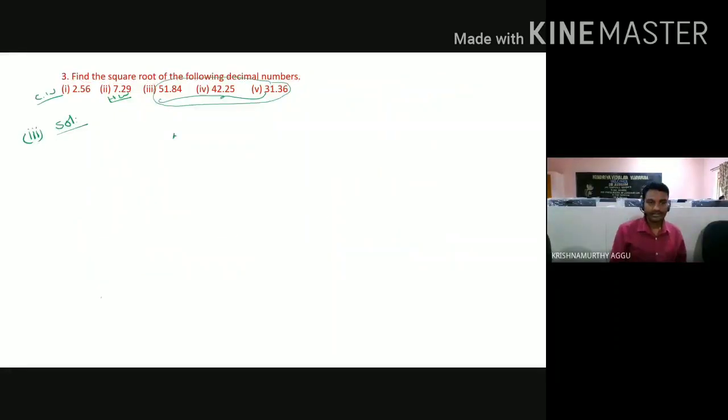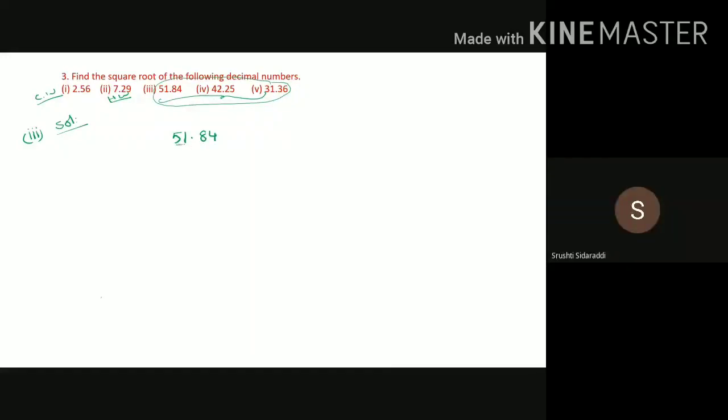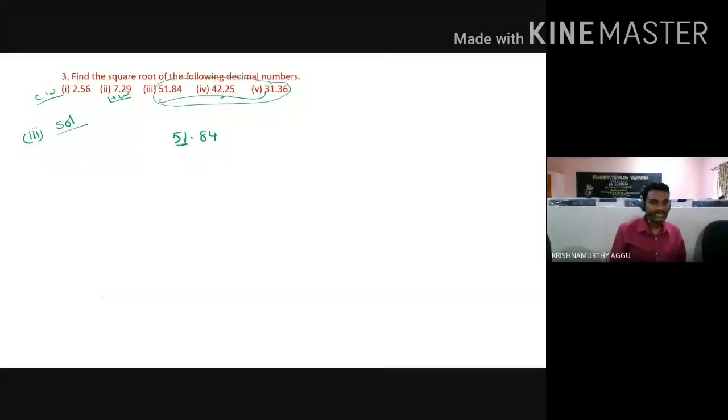Third question: 51.84. In the integral part, you have 2 digits, so you can pair them starting from the right, from the ones digit, and draw the bar. Next, after the decimal point, in the decimal part you have 2 digits, you can pair them. Now draw like this.